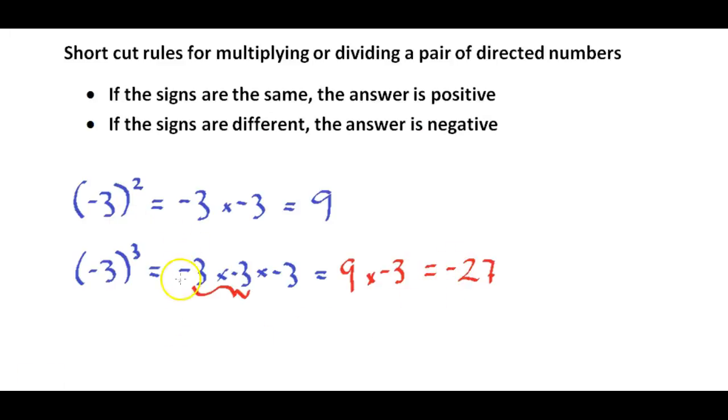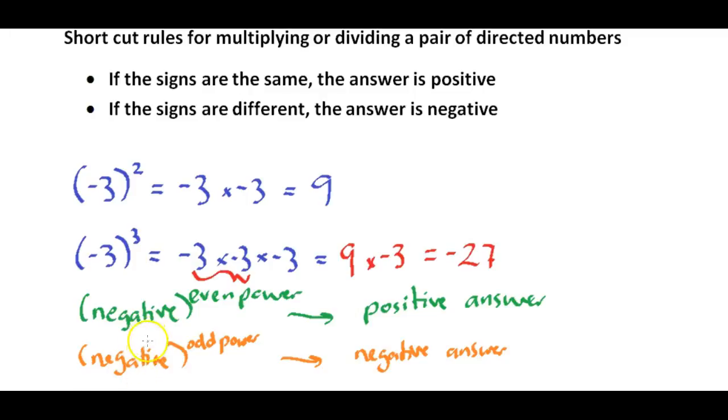If you have a think about this, there's a shortcut. If you have a negative number raised to an even power, the answer is going to be positive. So the opposite is true as well. So if we have a negative number raised to an odd power, we're going to end up with a negative answer.